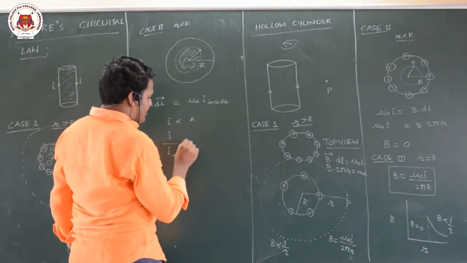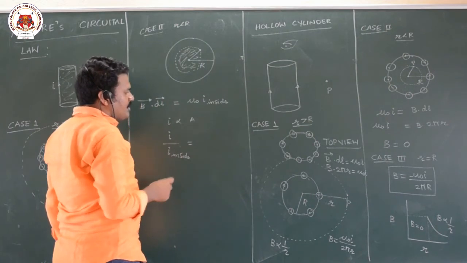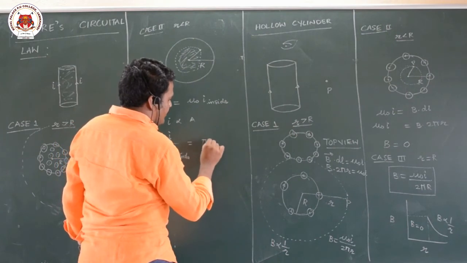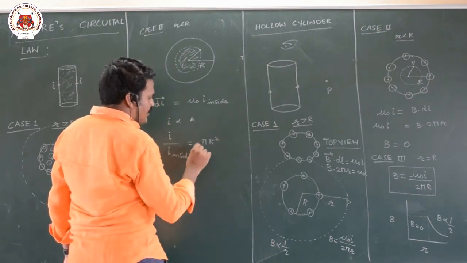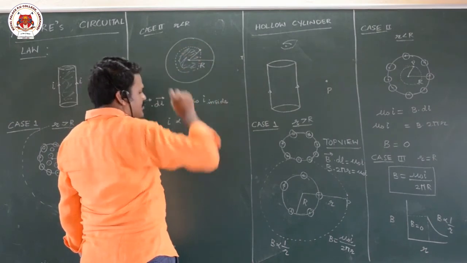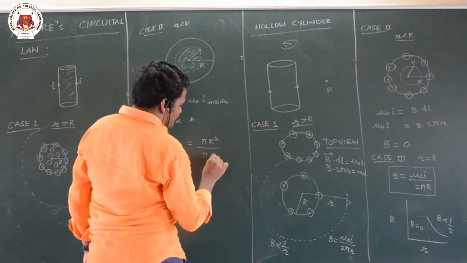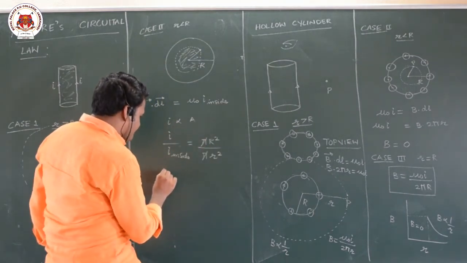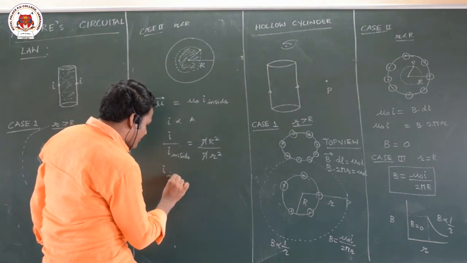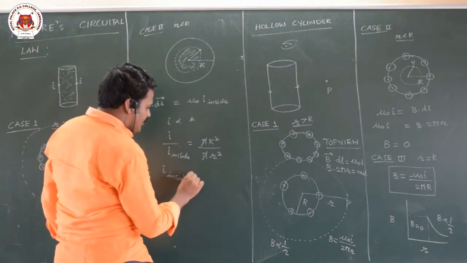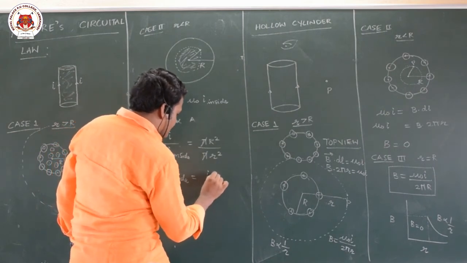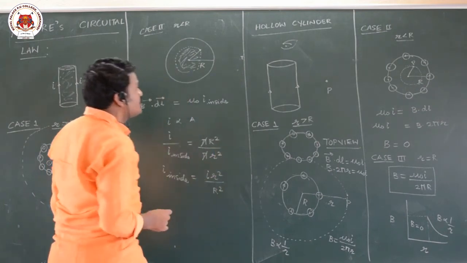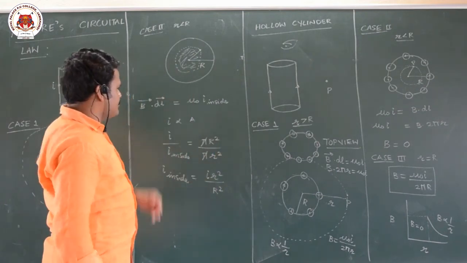Total current I by current inside is equal to the total surface area, pi capital R square, divided by the surface area of this loop, pi small r square. Pi and pi get cancelled. So the current inside you will get as I into small r square by capital R square. That current inside you write there.